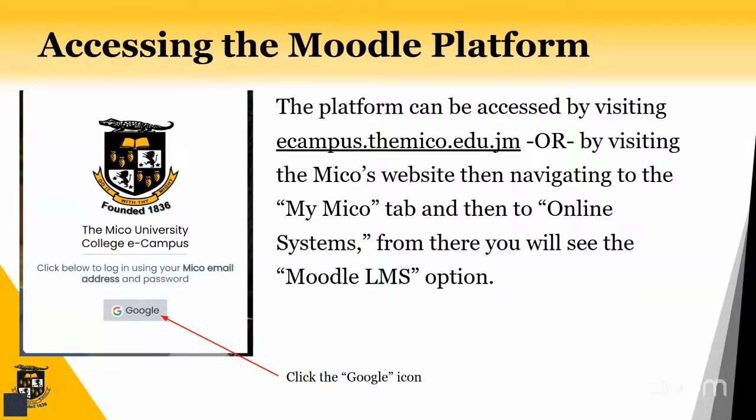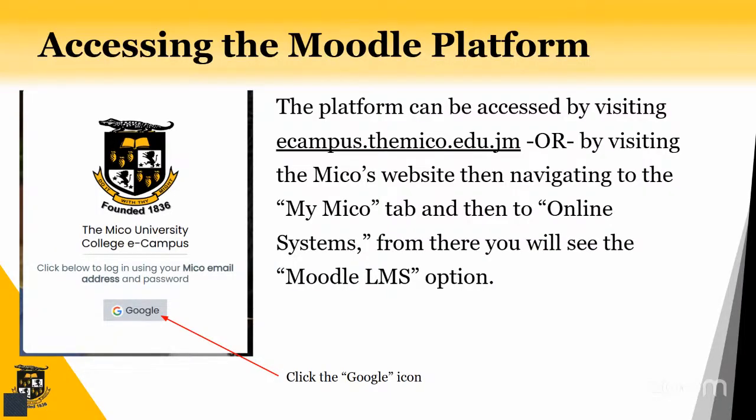The platform is accessed by visiting ecampus.mico.edu.jm, or by visiting the website, which is a longer way, and navigating to My Mico and then the Online Systems tab. You can just type ecampus.mico.edu.jm, and you click on the Google link to sign in. And you have to sign in.